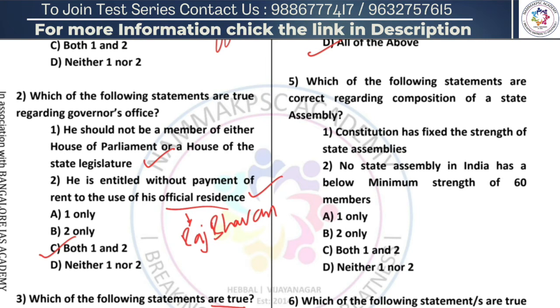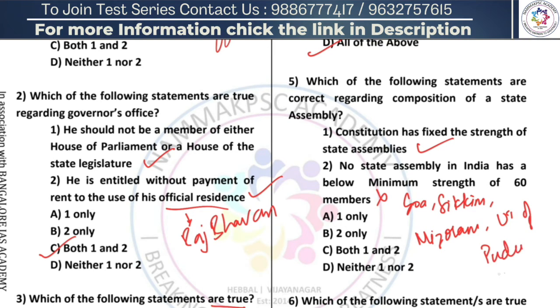So here, Constitution has fixed the strength of state assemblies. Yes, it has fixed the strength of state assemblies, so statement 1 is right. And no state assembly in India has below minimum strength of 60 members. No, this is absolutely wrong, because the states of Goa, Sikkim, Mizoram and Union Territory of Puducherry, they have only 40 members. The legislative assembly has a strength of 40. So statement 2 is wrong. So the right answer here is going to be option A, 1 only, because statement 1 is right.